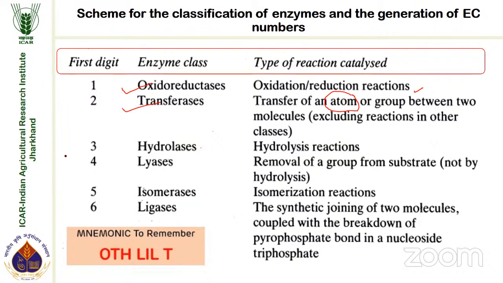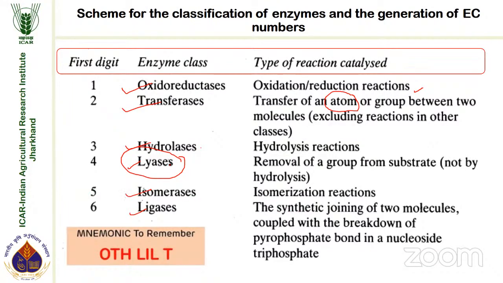Okay. So the fourth class is lyases. Lyases are very confusing with ligase. Lyases are enzymes where a group is removed from a bigger molecule. If a molecule has a functional group and in a reaction it is desired that a specific functional group, or any portion of that molecule, be removed, and that removal is catalyzed without involving water, then it comes under lyases.